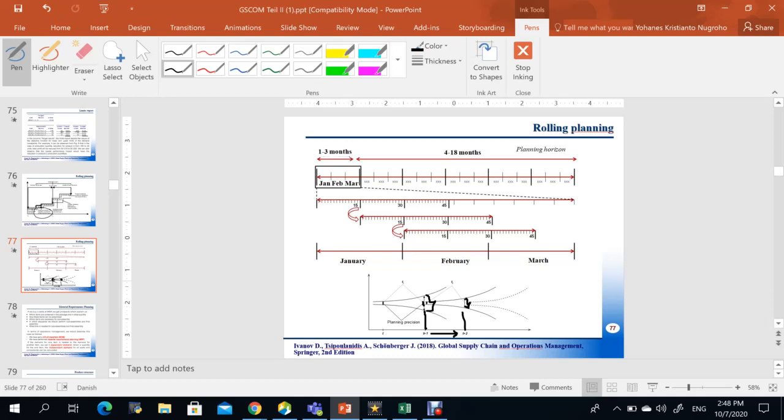Okay, we will continue our lecture for week number 9, but in session 2, and the topic is about materials requirement planning, or MRP.